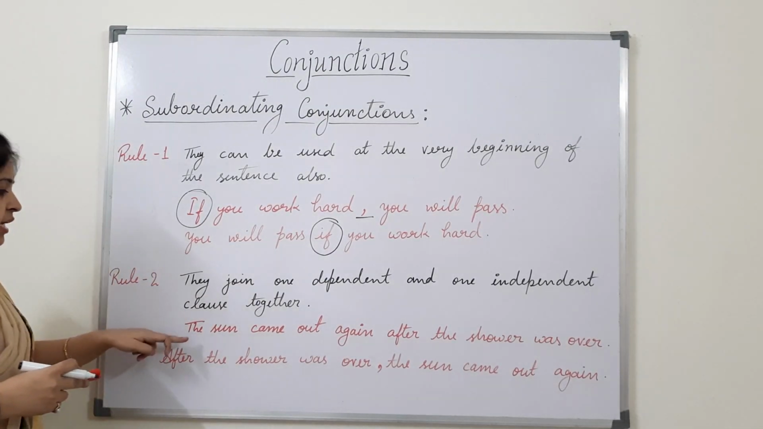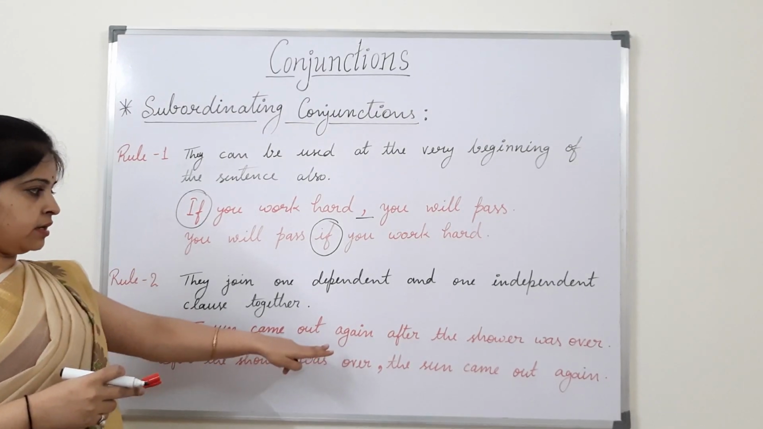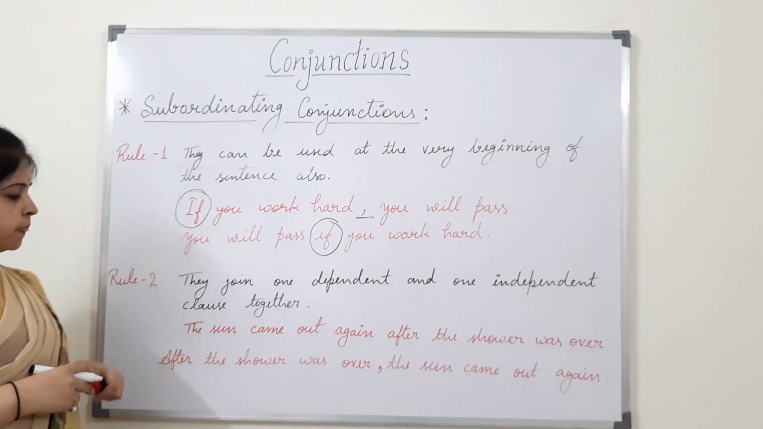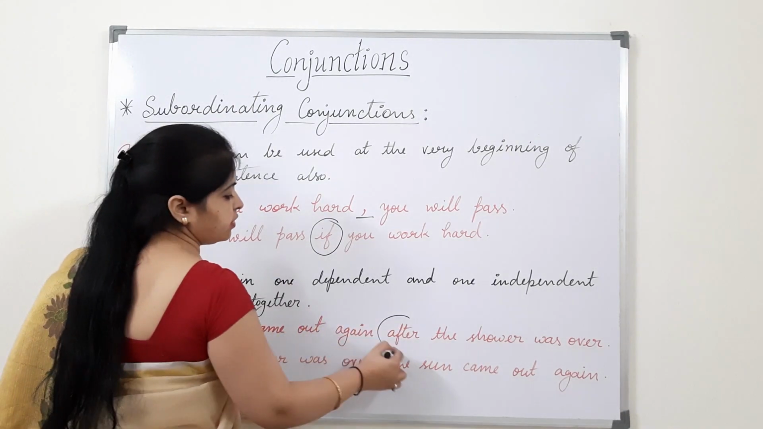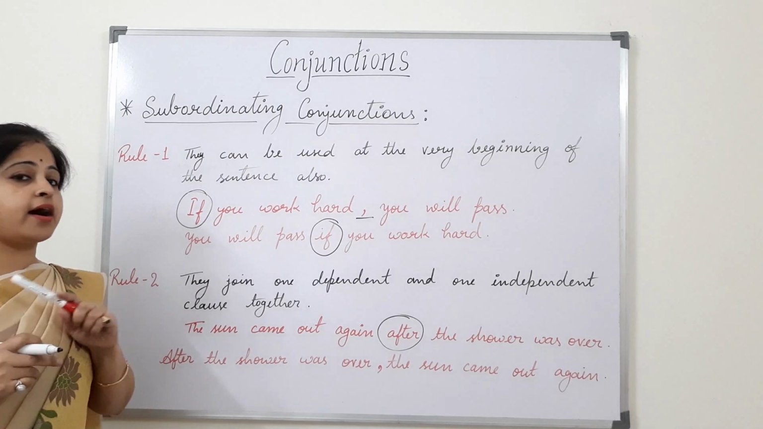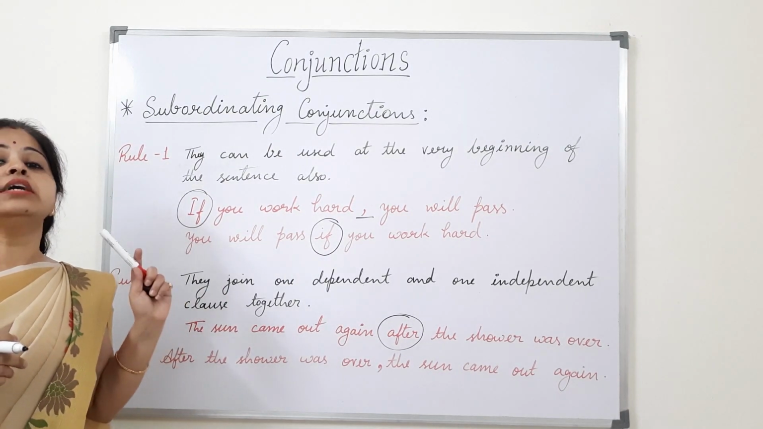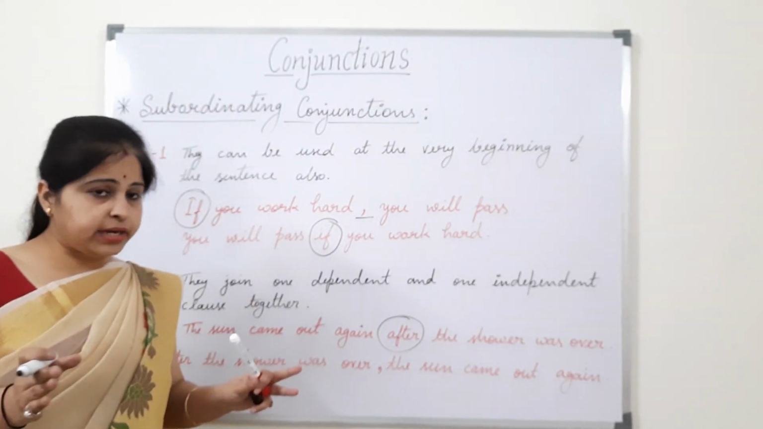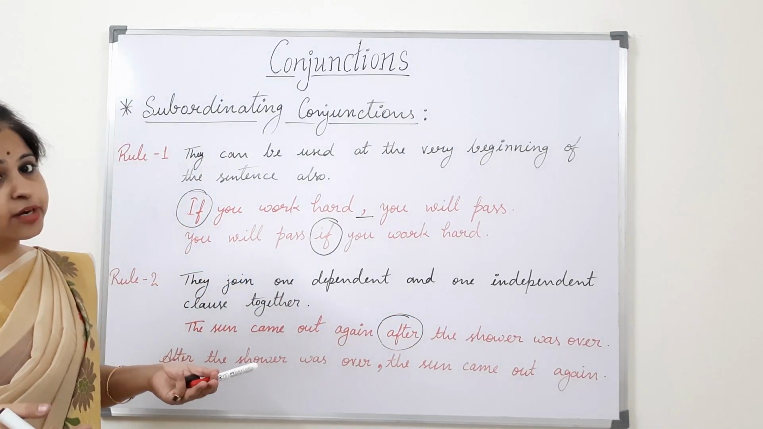So here you see, the sun came out again after the shower was over. In this sentence, you see that the conjunction after is joining two clauses, but both the clauses are not independent. One is independent and the other is dependent. First, the sun came out again, independent clause. After the shower was over, dependent clause.